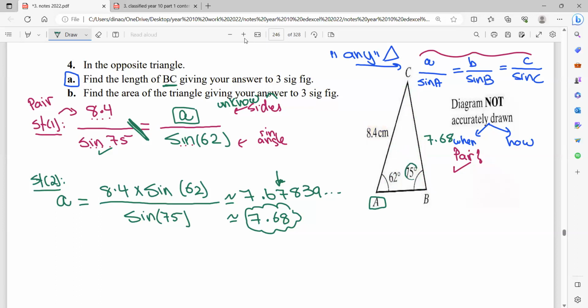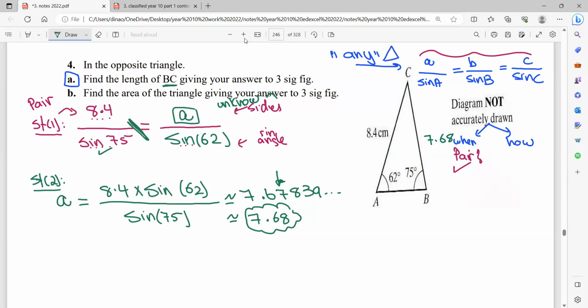The greater the angle, the greater the opposite side. The smaller the angle, the smaller the opposite side. So since the 62 is less than 75, definitely the side opposite to it will be less than 8.4.